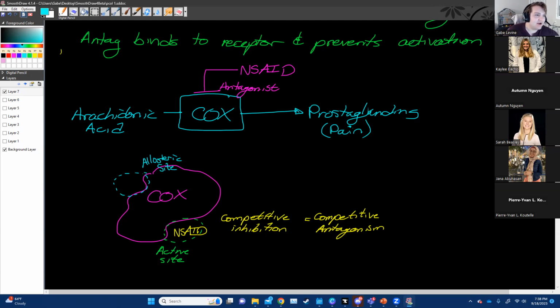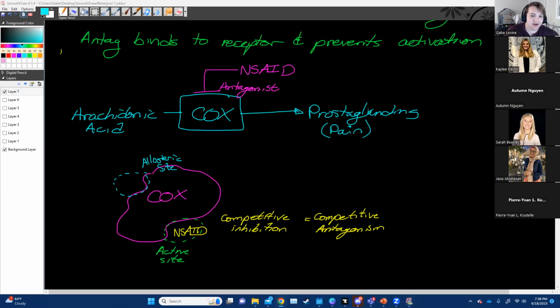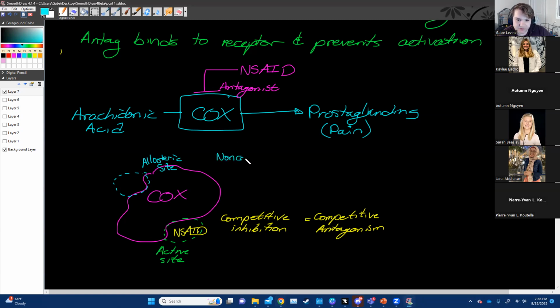And so often what happens is you can have non-competitive inhibition that deactivates the enzyme outside of the active site. So you have two different kinds of inhibition or antagonism, competitive and non-competitive.